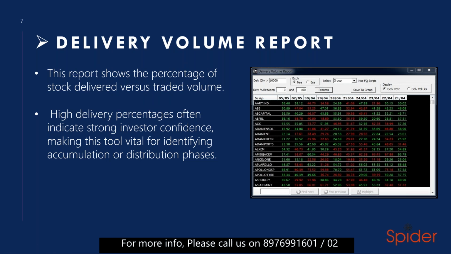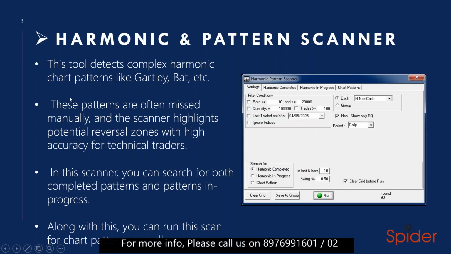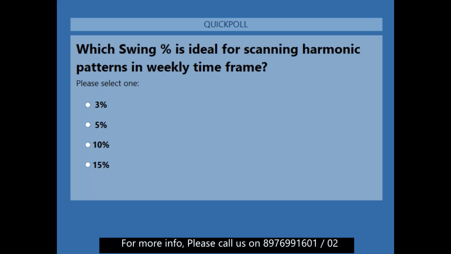And then before we get to the next slide, we'll just launch a poll regarding the next feature. So kindly fill that poll over here. The next feature is the harmonic pattern and scanner. Now we'll launch a poll just to see whether you have used that feature recently, or if you have any backtesting or studies in that particular feature.